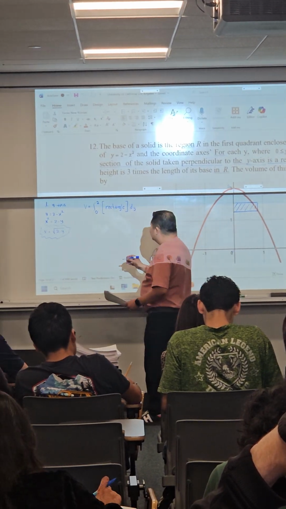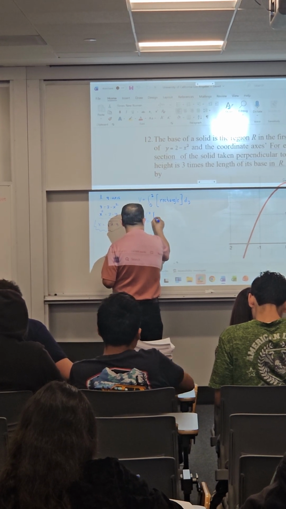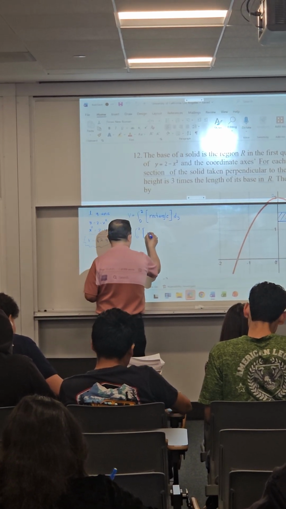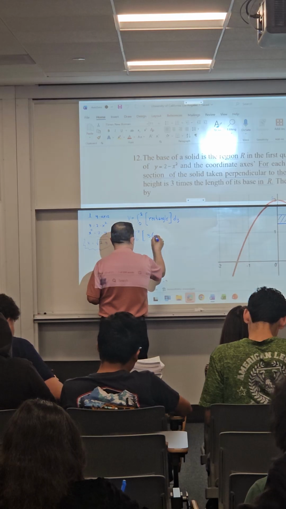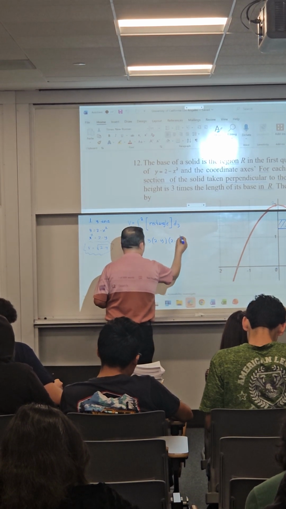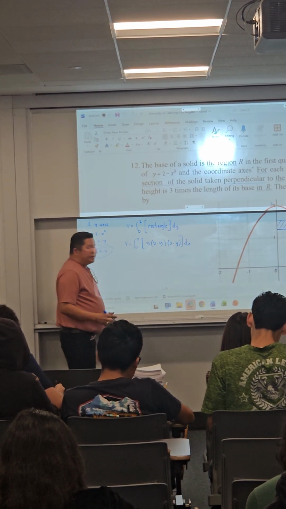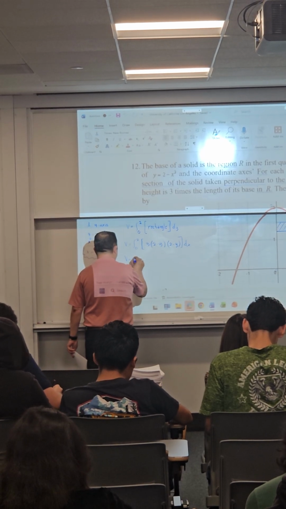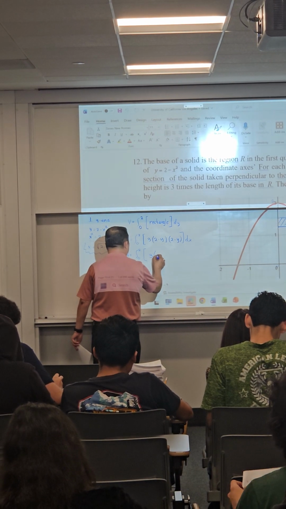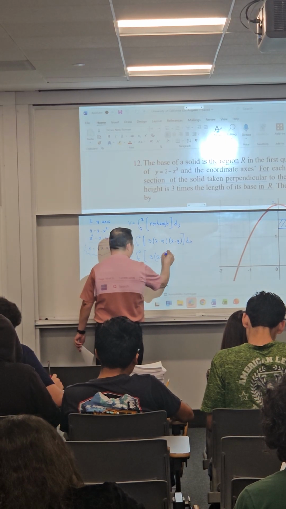So we have volume is equal to the integral from 0 to 2, and we have a rectangle, which means 3 times 2 minus y times 2 minus y. Okay? dy. Now, we're going to simplify this one. The volume is equal to the integral from 0 to 2, and then this means 2y, and then what is that? Square.